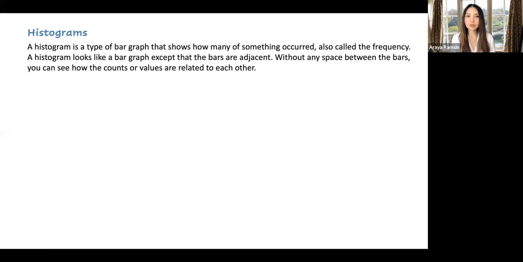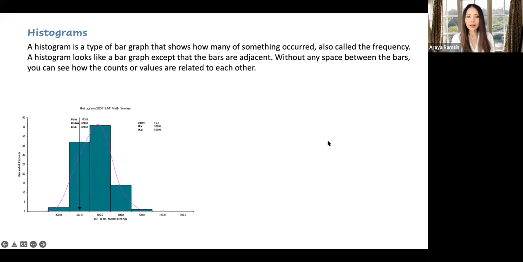So a histogram looks like a bar graph, except that the bars are adjacent, and that means there is no space between the bars. Okay, so without any space between the bars, you can see how the counts and values are related to each other. And many times the values will look like a normal distribution, but not always, but most of the time it's like that. Here's an example of a histogram. Here's what a histogram looks like.